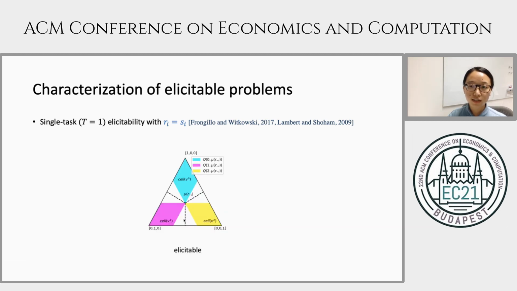So here is an example of an elicitable single task problem. The colored regions represent the set q_{i,s_i} for all possible signal realizations s_i. And we see that they can be separated by a power diagram, meaning that it will be possible to elicit the private signal s_i in this example.